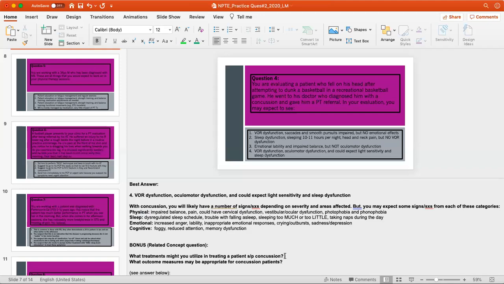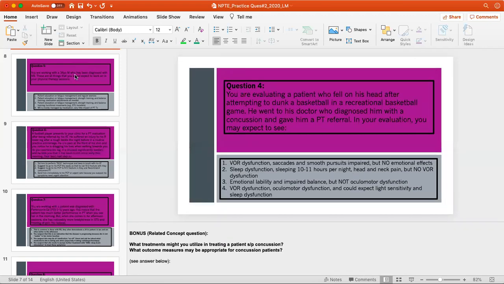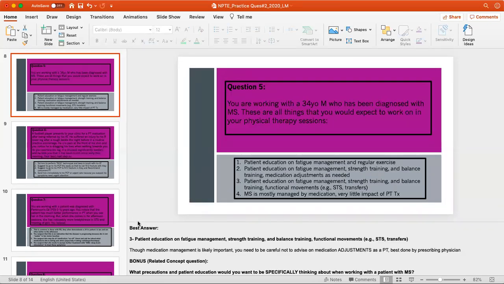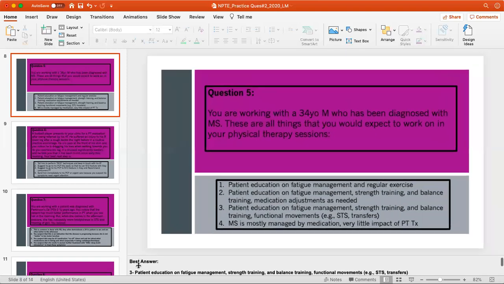So this is kind of a follow-up, but noticing all those different areas of impairment, start thinking through what some appropriate treatments might be in physical therapy to offer to this individual within your physical therapy toolbox and skill set, and then what are some concussion-specific outcome measures. So I'll let you work through that one on your own. We'll move on to a different topic. So, gotta get better at this.